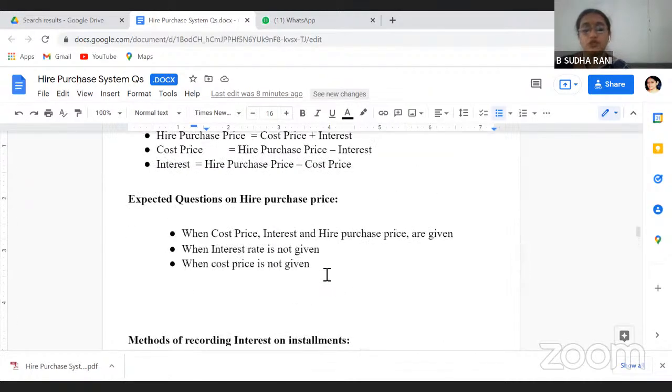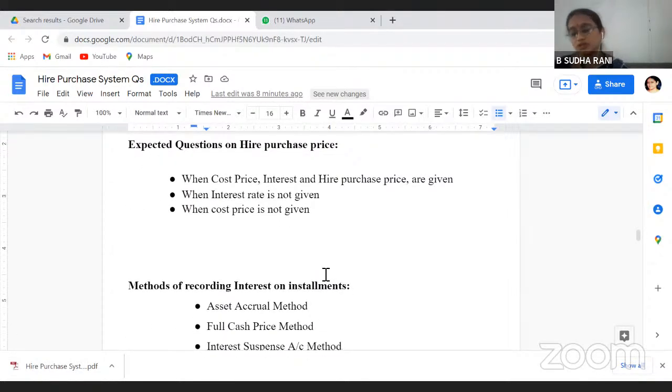Okay, to work out hire purchase sums, you need to have a cost price, interest rate, and hire purchase price. Generally, you need these three. If these are not given, how to find them is our responsibility, our work.